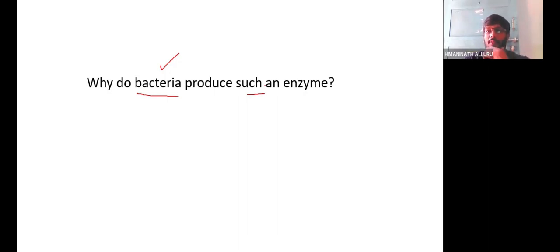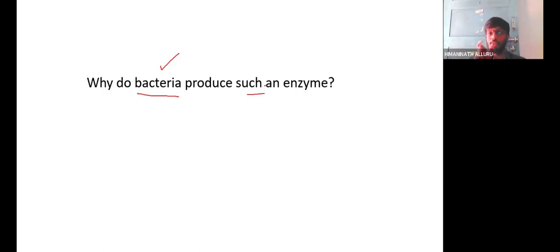Actually, it is produced to restrict the growth of the bacteriophage. The phage will be infecting the bacteria. It will be injecting its own DNA into the bacterium to use the bacterium as a viral factory. To avoid that, the E. coli produces an enzyme. That enzyme will go and break the DNA of this particular virus into small fragments, so that it will never become a part of the host DNA and it can never multiply.